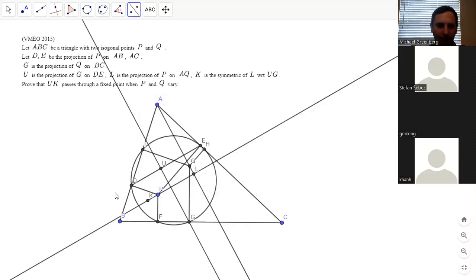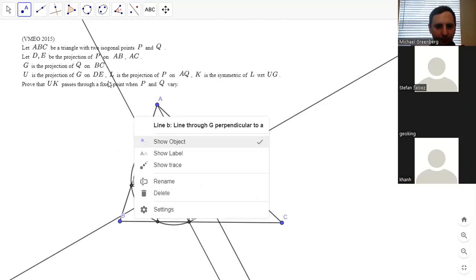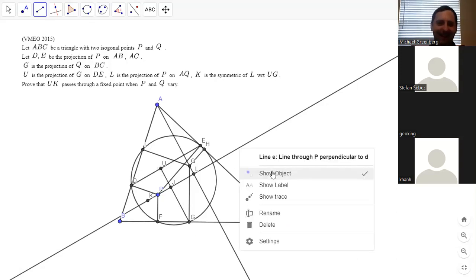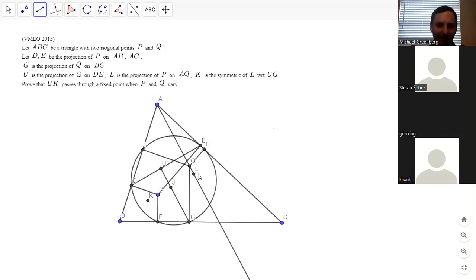So yeah, there's a lot going on here. I'll draw this point. I found the fixed point. Oh yeah, what is it? Orthocenter. Interesting. That is like the second thing I checked. But I didn't move points. I only constructed lines. Interesting. So wherever P and Q are, UK passes through the orthocenter.